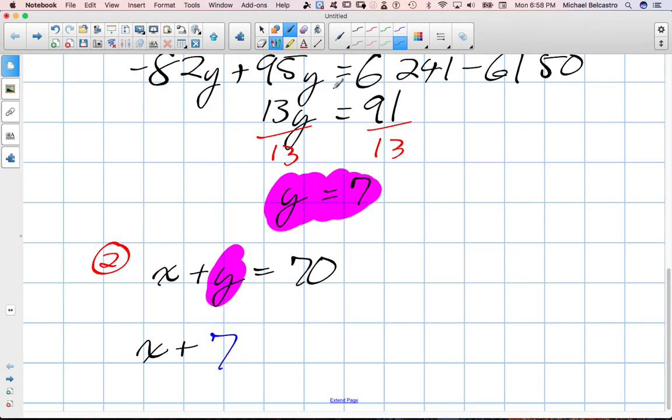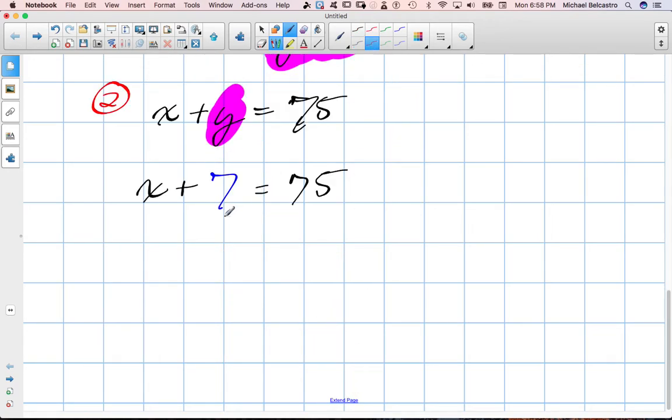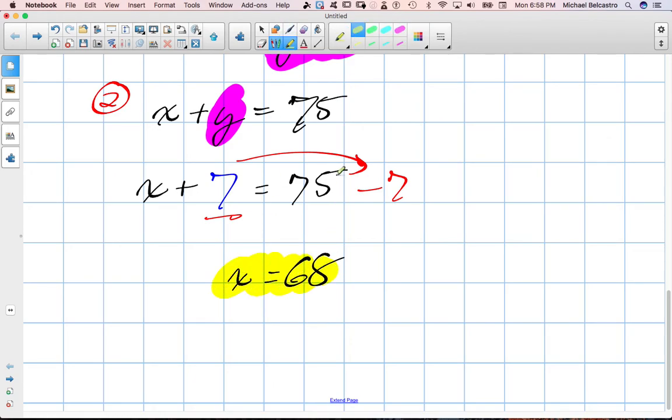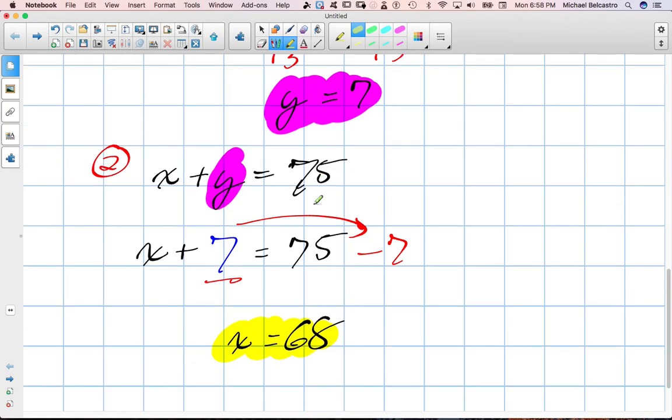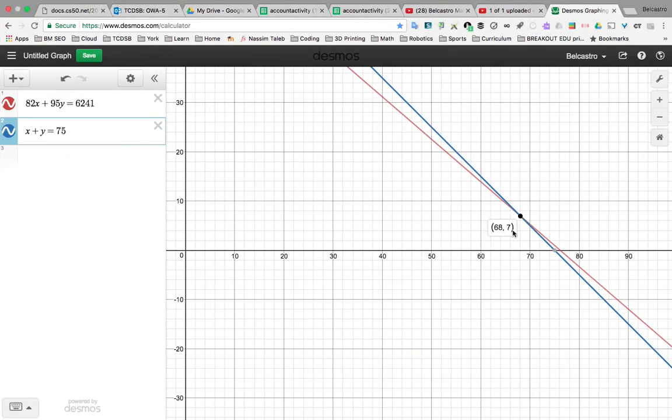So x plus 7 equals 75. Sorry, I wrote that number incorrectly. To isolate for x, we move 7 to the other side, so we're going to be subtracting 7. So x is equal to 68. Pretty sure it's 68. And there you go. You have your two answers: y is 7, x is 68. And if we check it out here, x is 68 and y is 7. Here are two linear equations. That's where they intersect each other. So we got it.